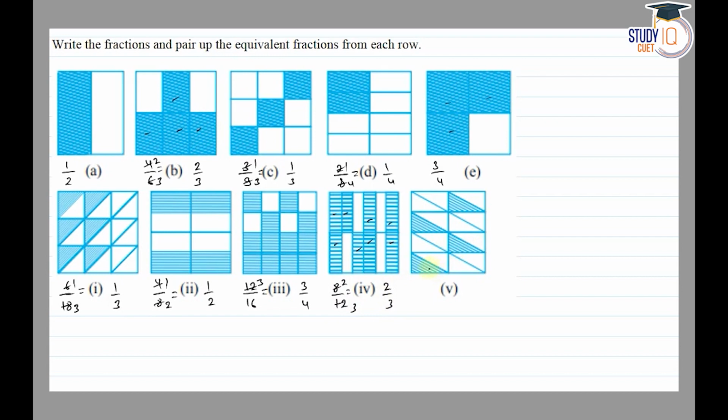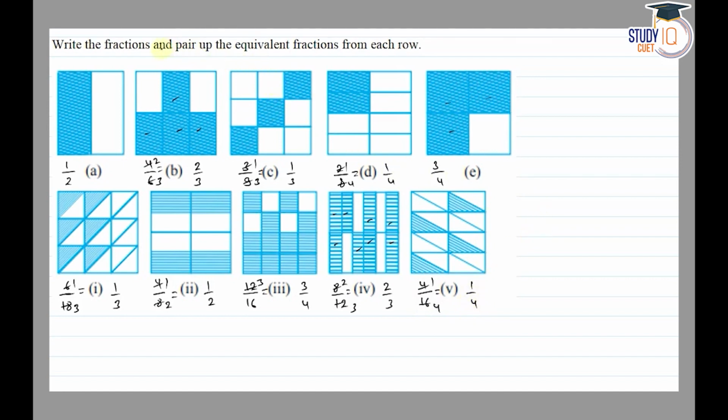In this, 1, 2, 3, 4. 4 4s are 16 and 1, 2, 3, 4, 4 parts are shaded. So by simplifying this, 4 1s are 4, 4 4s are 16. 1 by 4 is the fraction.